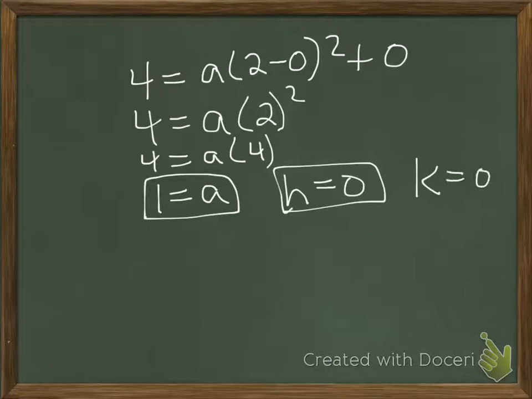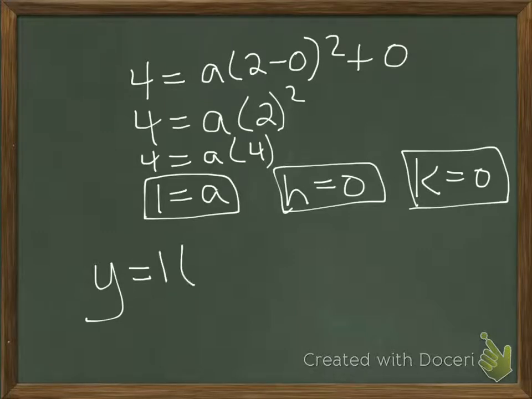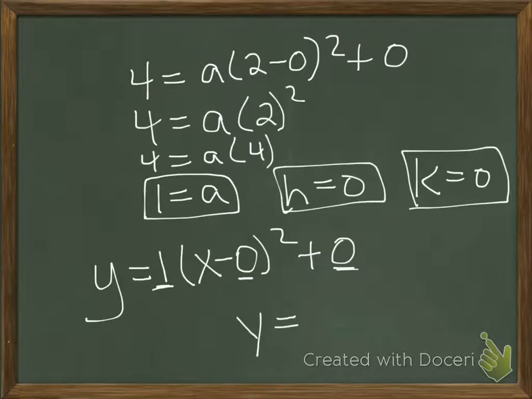So now that I know a, and I already knew h was 0, and I already knew k was 0, then going back to my standard equation, I'm going to fill those values in, and then I should have my equation. y equals 1 times (x minus 0) squared plus 0. So that's replacing a, h, and k. And then if I simplify this a little bit, I get y equals 1 times x squared, which is just x squared, plus 0, which does not change my equation at all. So the answer to this problem is y equals x squared.